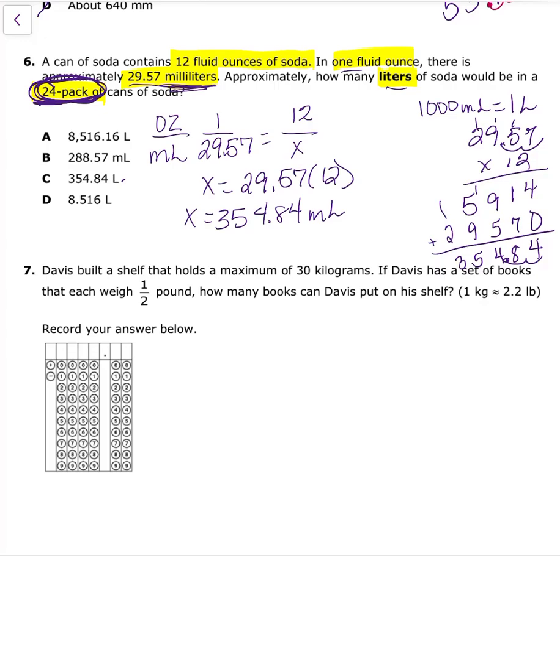But I know that's not right because I have to do 24. And this is milliliters, not liters. I think I want to go ahead and change it to liters. So it's 1,000 milliliters in a liter. So I have to divide this by 1,000.